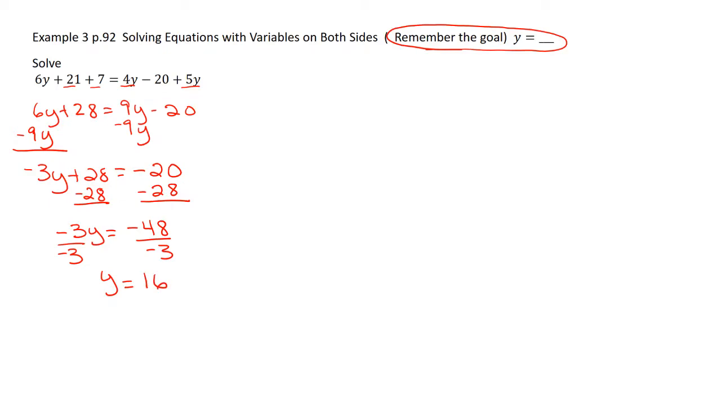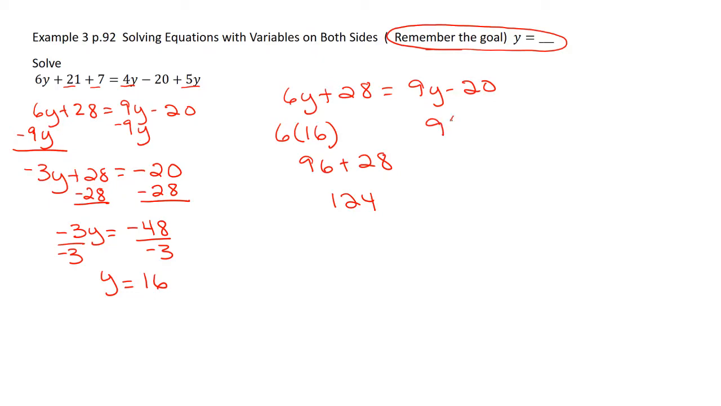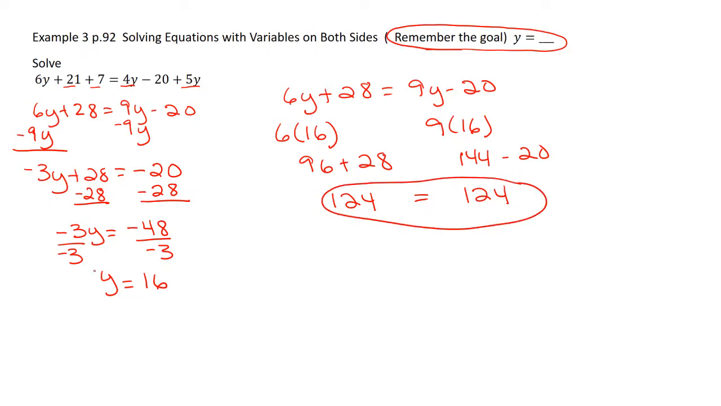So let's just check it to make sure. So we have 6y plus, I'm going to go ahead and put those together, 28 equals 9y minus 20. All right, so 6 times 16 is 96 plus 28 equals 124. And 9 times 16 equals 144 minus 20 equals 124. So this is true. 124 is equal to 124. So our answer, y equals 16, is correct.